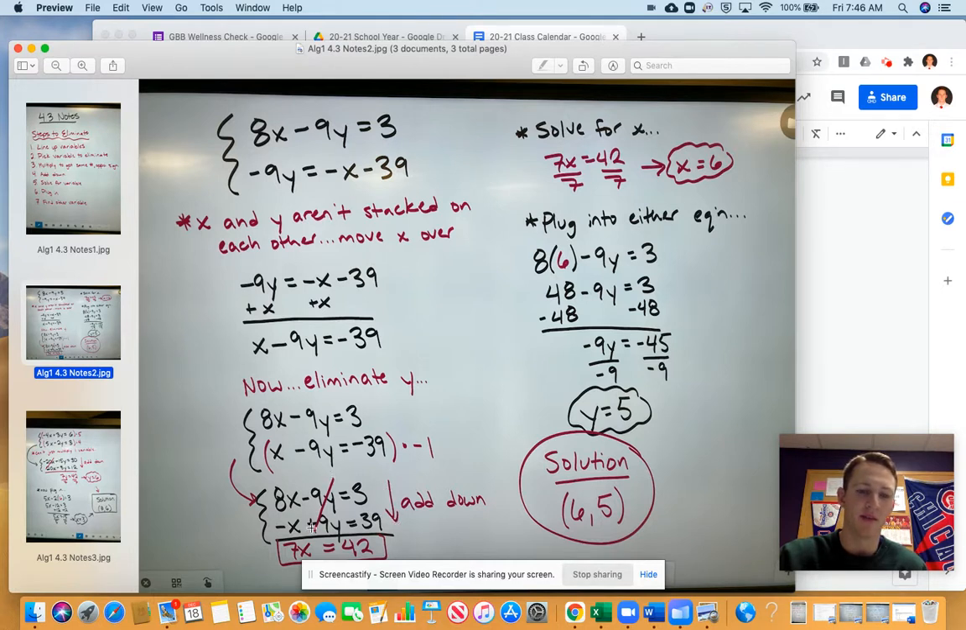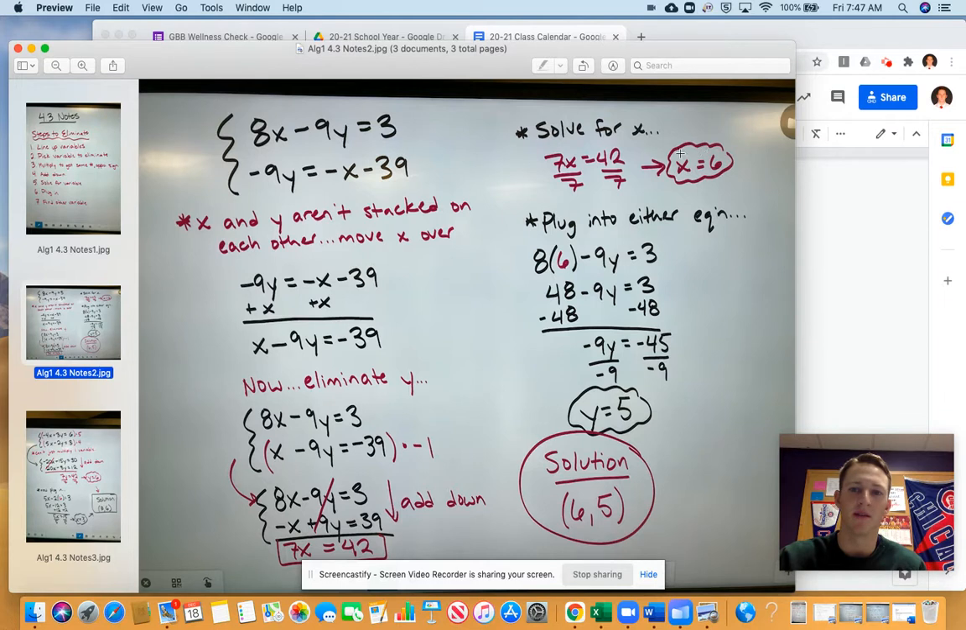This is the elimination part because negative 9y plus 9y just cancels. That's 0. And then we have 7x equals 42. So coming back up to the top, we are going to solve for the variable. Let's divide by 7, and x equals 6.